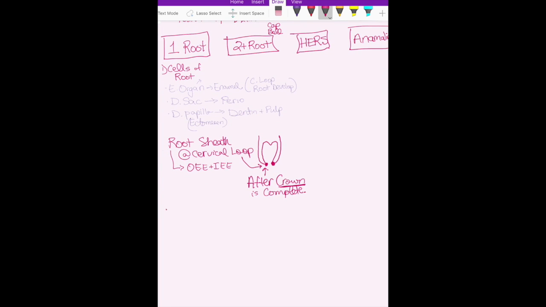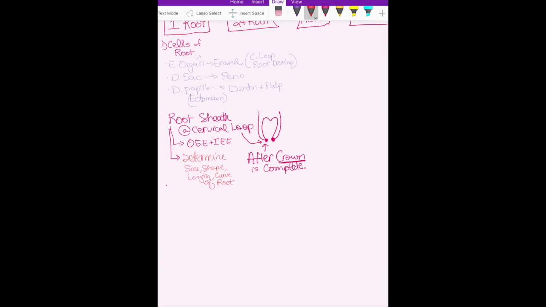So the importance of the root sheath is that it determines the size, shape, length, and the curve of the root. It also is what starts root development. So the question could be, what initiates root development? It's your root sheath.